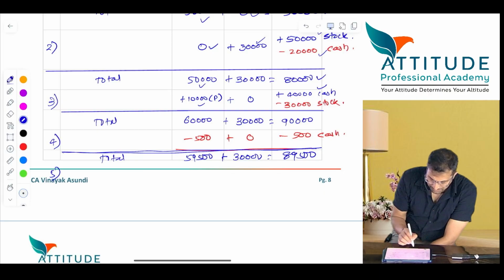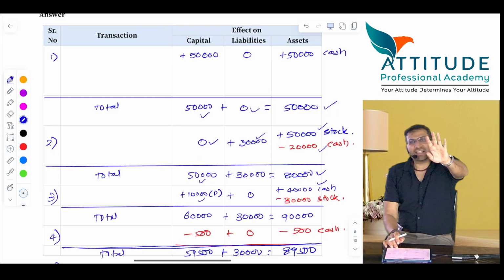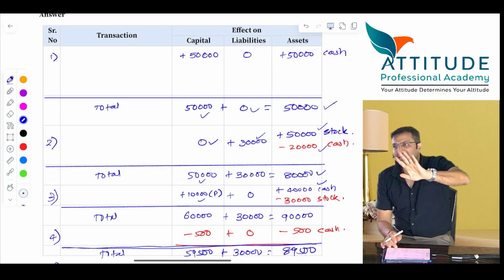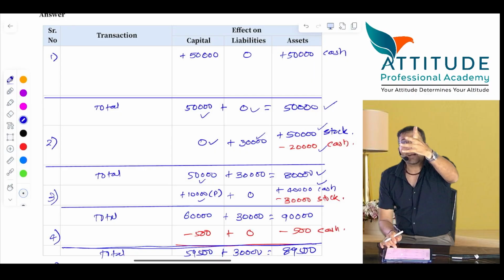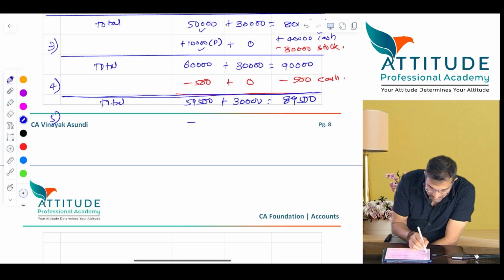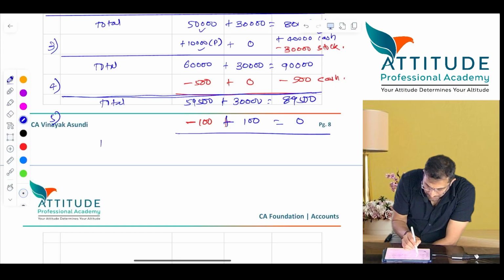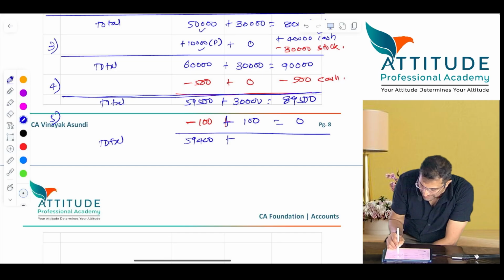Similarly, tell me the fifth one. Rent means rent is already you have incurred, means you have received the services. आपका expense हो चुका, but you have still not paid. Understood? So rent is an expense. Tell me. Minus 100. Minus, it's an expense. And plus 100. इधर आएगा plus 100. This will be 0. Correct? Net effect total 59,400 plus ये plus 100 आएगा 30,100 is equal to 89,500. Correct?